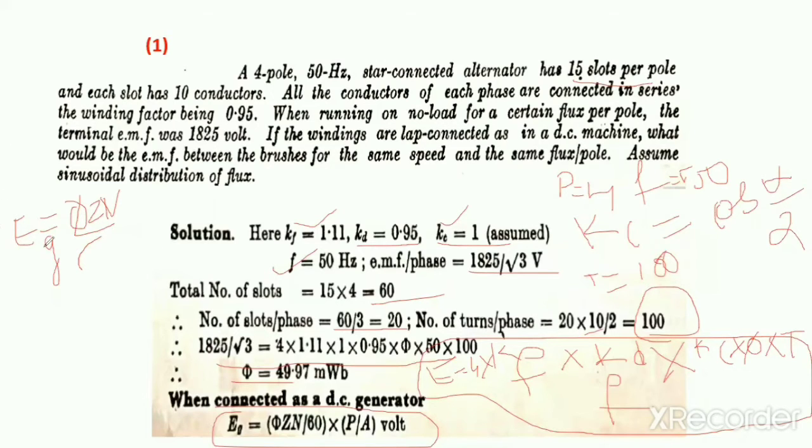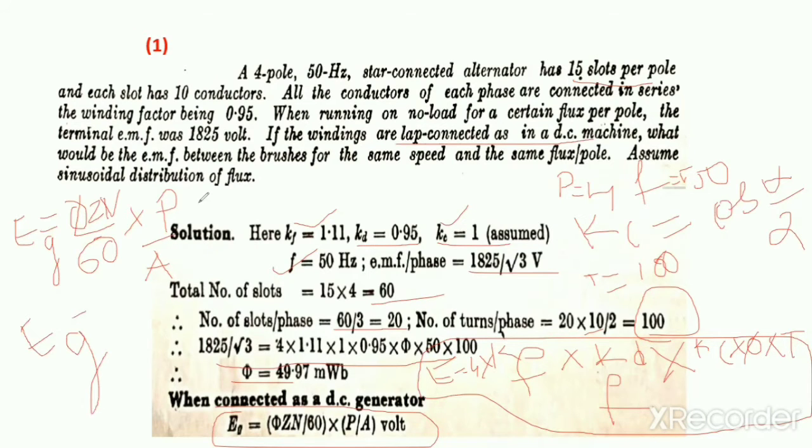Okay, therefore the generated EMF in the case of a DC generator, that is EG. EG is equal to phi Zn by 60 into P by A, where phi is the flux, Z is the number of conductors, N is the speed, P is the number of poles, and A is the number of parallel paths. In this case, the machine is lap connected. In the lap winding, A is equal to P. Therefore, what is the formula for EG, the generated EMF in the lap winding?